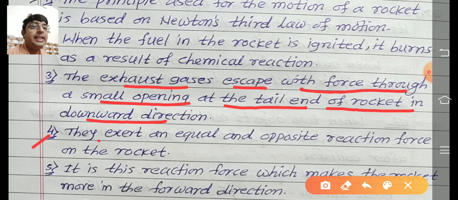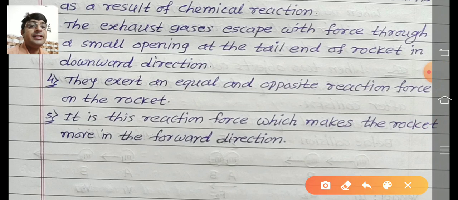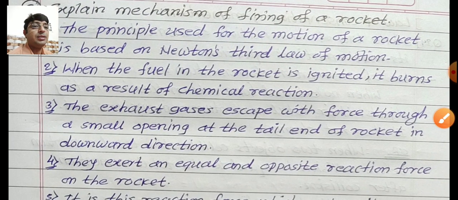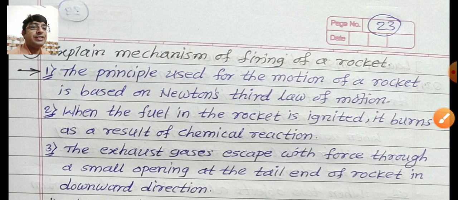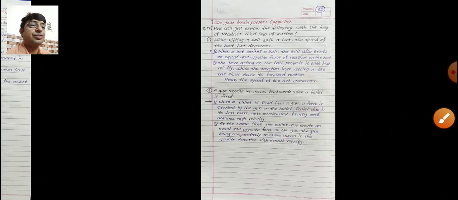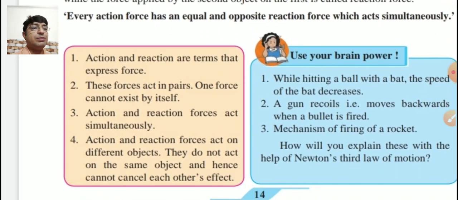Fourth point, they exert an equal and opposite reaction force on the rocket. And last point, it is this reaction force which makes the rocket move in a forward direction, that is, in an upward direction. So the mechanism of the firing of a rocket is based on what? Newton's third law of motion. So these are the 3 give-reason questions related to Newton's third law of motion, given in this blue box. So you try to write the answer in your notebook.